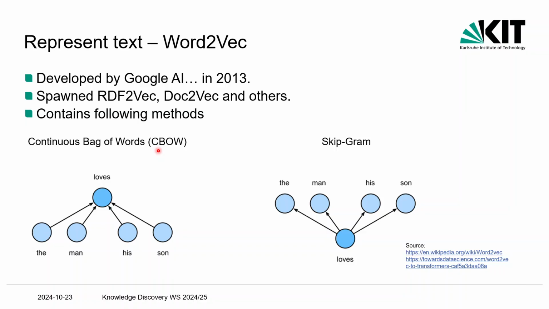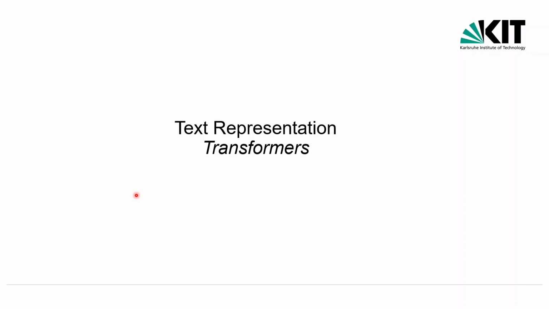So one was, from the words you have around you, you want to estimate the word that you have, and then you do it the other way around: which ones are related to me? These are the two methods that were presented there. I'm not going to go into detail on it, but if you're interested, please have a look at the Wikipedia entries or the Towards Data Science article I just linked here. So, moving on to transformers.